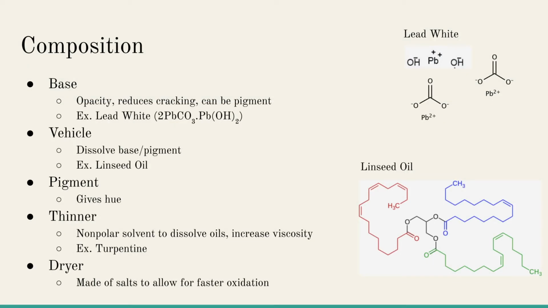So, what is oil paint? Oil paint is composed of a few different elements, each with a unique purpose. The main components are the body, the vehicle, and the pigment. Occasionally, additives like dryers and thinners are also included.